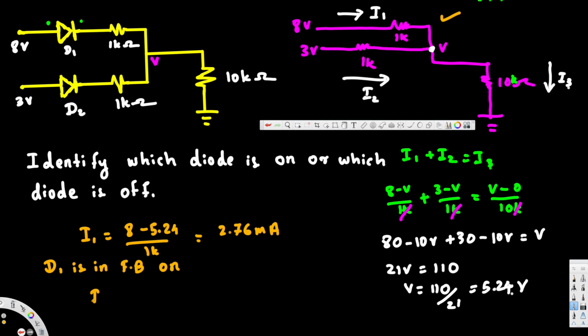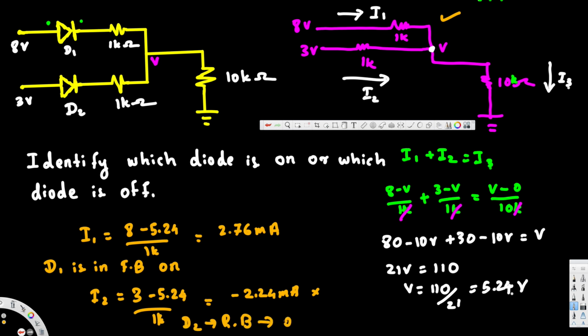Now let's look at I2. I2 is 3 minus 5.24 divided by 1k. This is a negative current, right? This is going to be negative 2.24 milliampere. So this is not correct, because if it's negative, it means this is reverse bias, this is off. D2 is reverse biased and it's off. It means this is not a short circuit, this is open. So this is wrong. And that's how we do this kind of problem. I hope this helps. Thanks for watching.